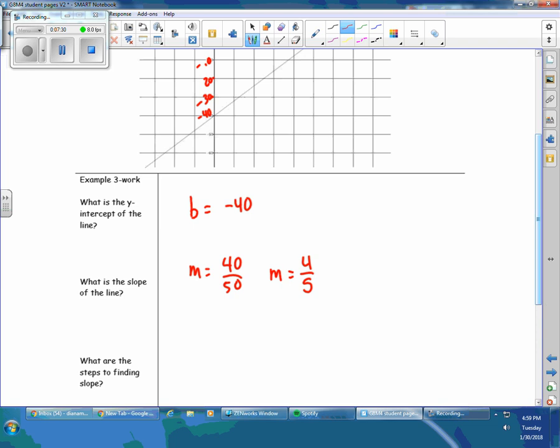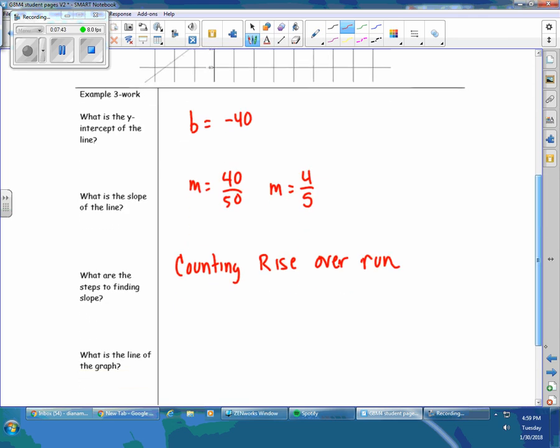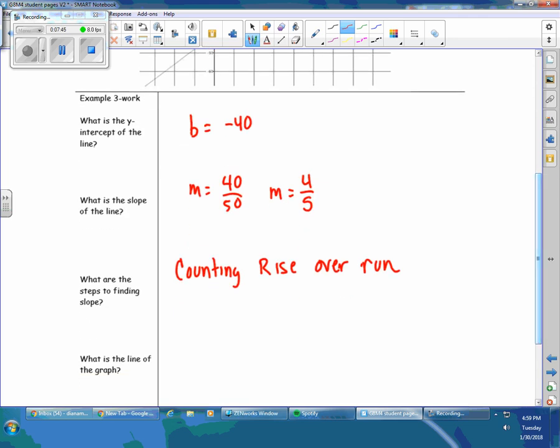What steps are we using to find the slope? Counting, rise over run. What is the equation of the graph? Y equals 4/5 x minus 40.